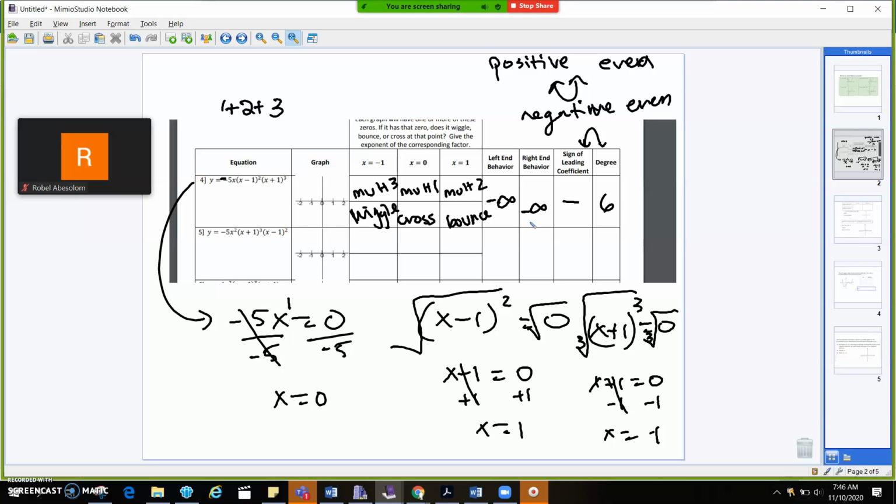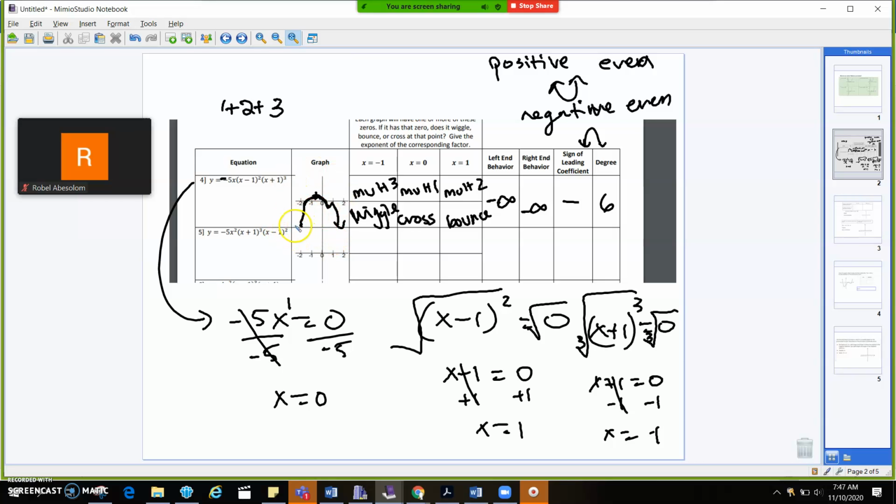So now what we're going to do is actually graph it. So at x equals negative 1, there's going to be a wiggle. Okay, so it's going to start down at the bottom because we know it's facing downwards. And it's going to wiggle through x equals negative 1. And then it's going to cross at x equals 0. And then it's going to bounce at x equals 1.